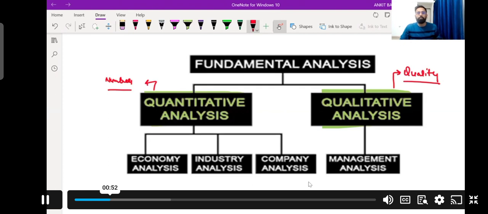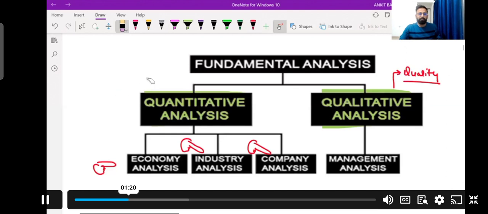Now when we are performing quantitative analysis, we have to do economy analysis, industry analysis, and also company analysis. So in quantitative analysis we have to check three things. Now what is economy analysis? I have already informed you that when you are doing company analysis, you need to do sector and industry analysis. If I give you a brief about what is economy analysis, industry analysis and company analysis, you will be able to understand.